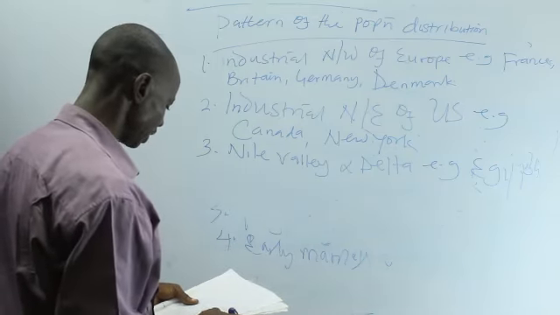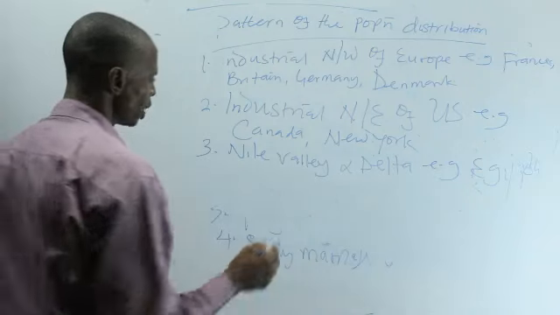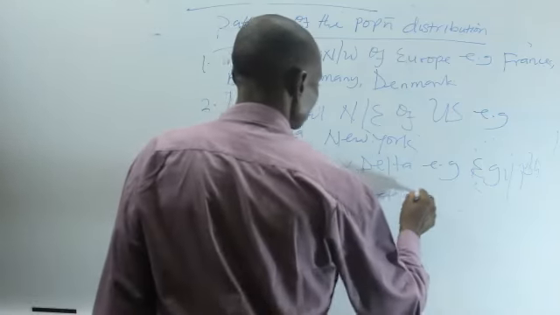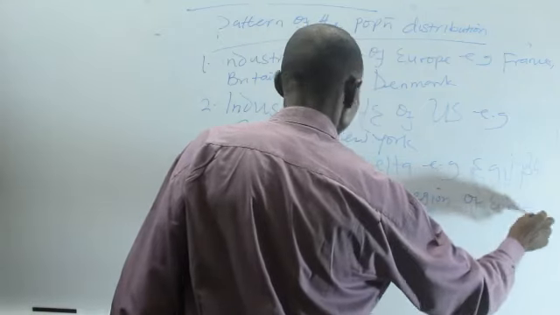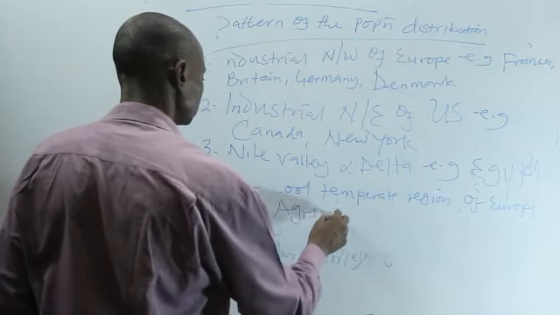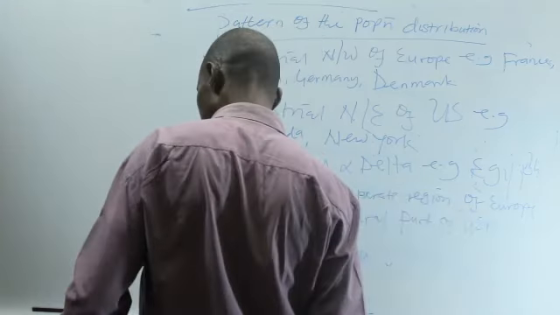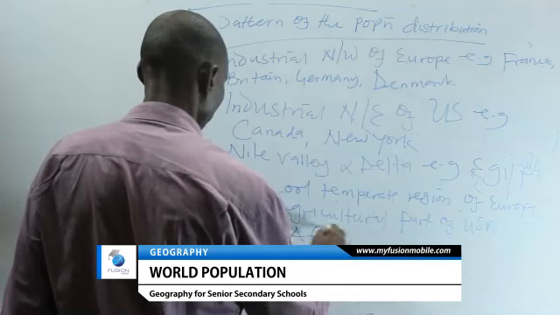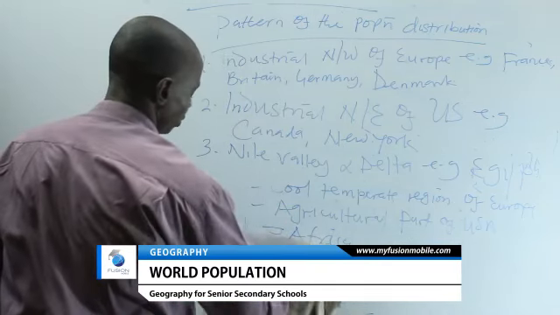Now let's look at places that are moderately populated. Like we have the cool temperate region of Europe. Because of the weather, they are moderately populated. We have the agricultural part of the USA and Africa. Some parts of Africa are moderately populated, because they depend majorly on agriculture.